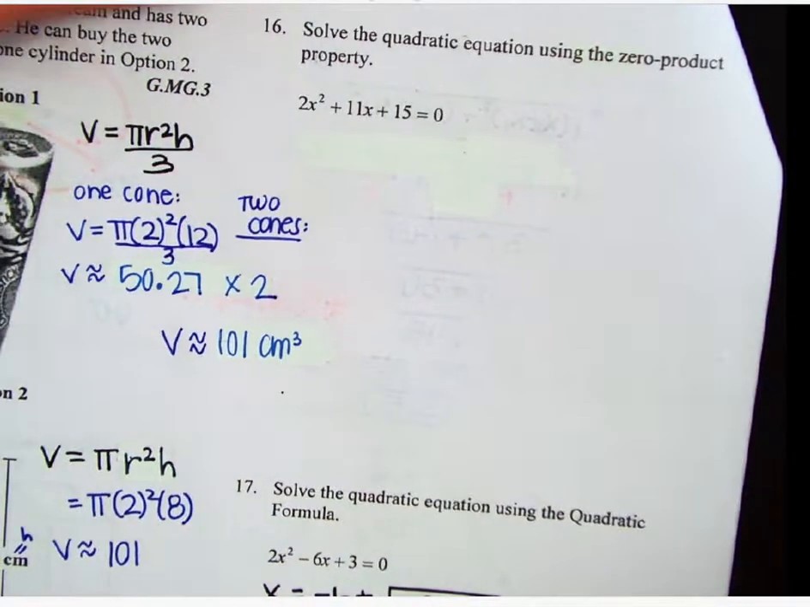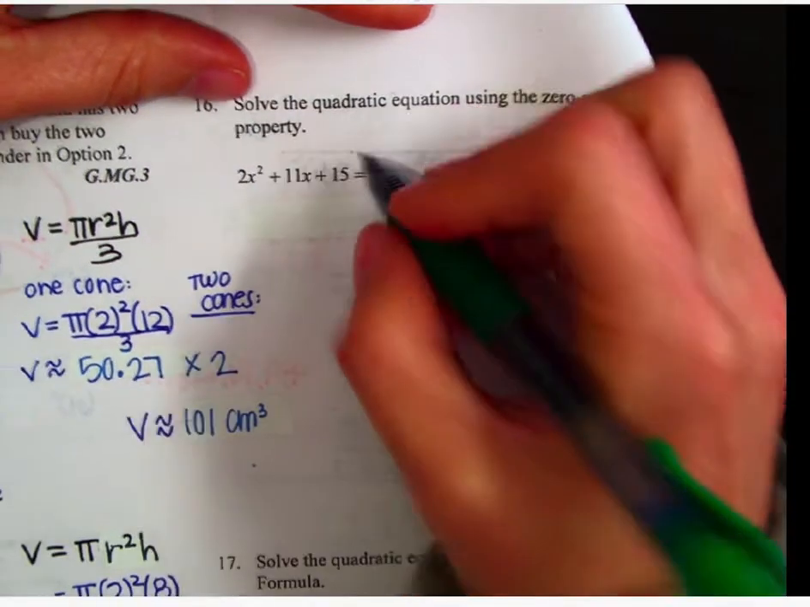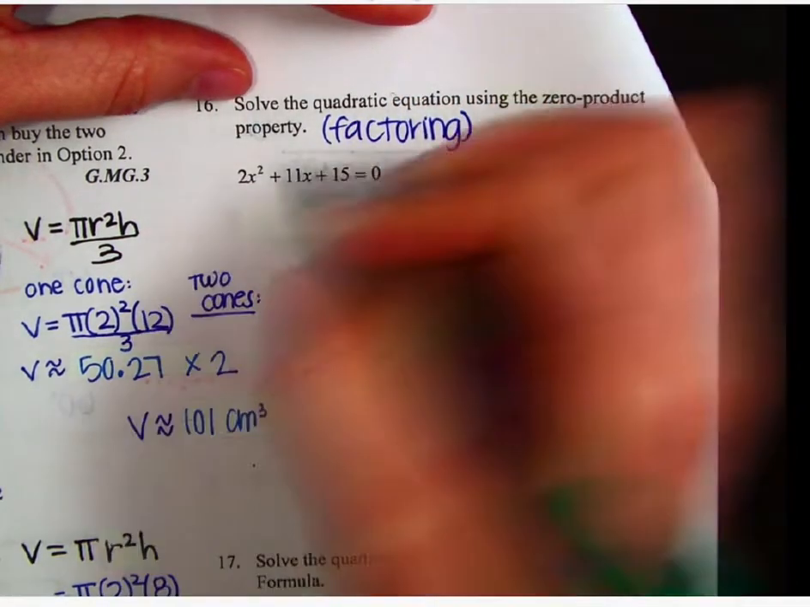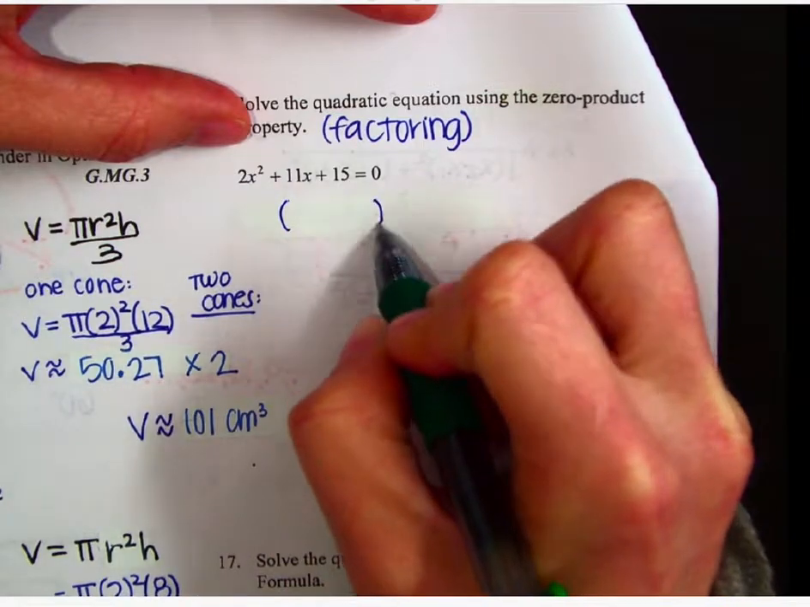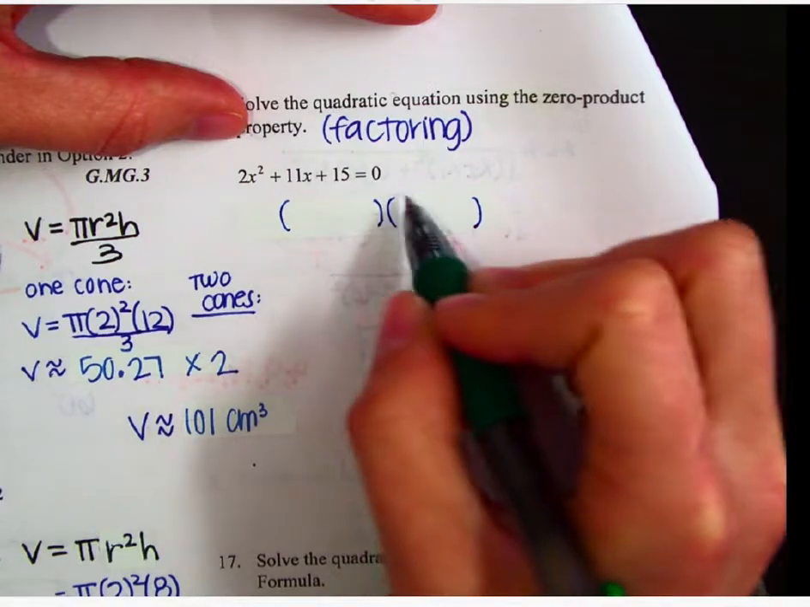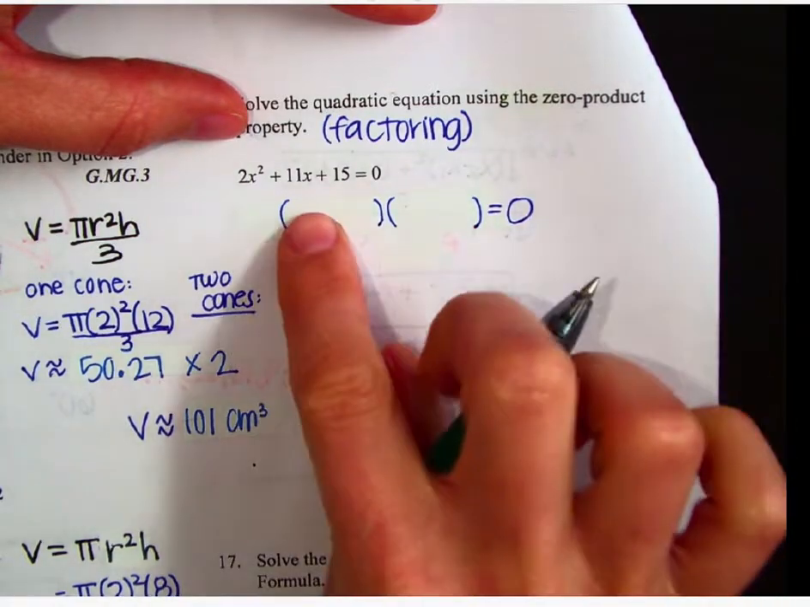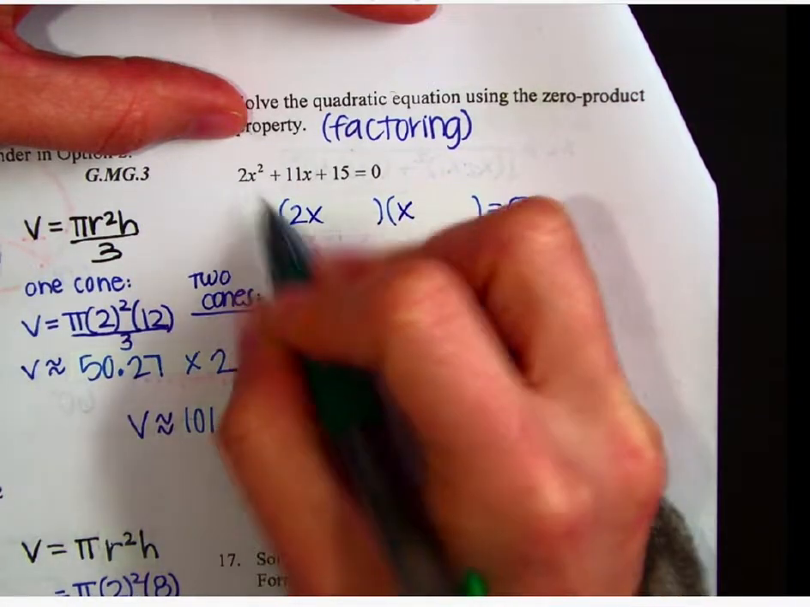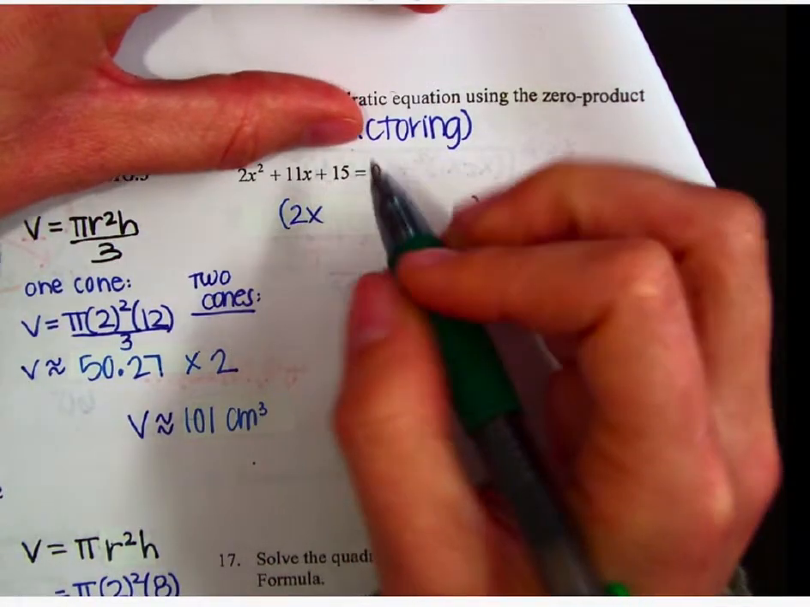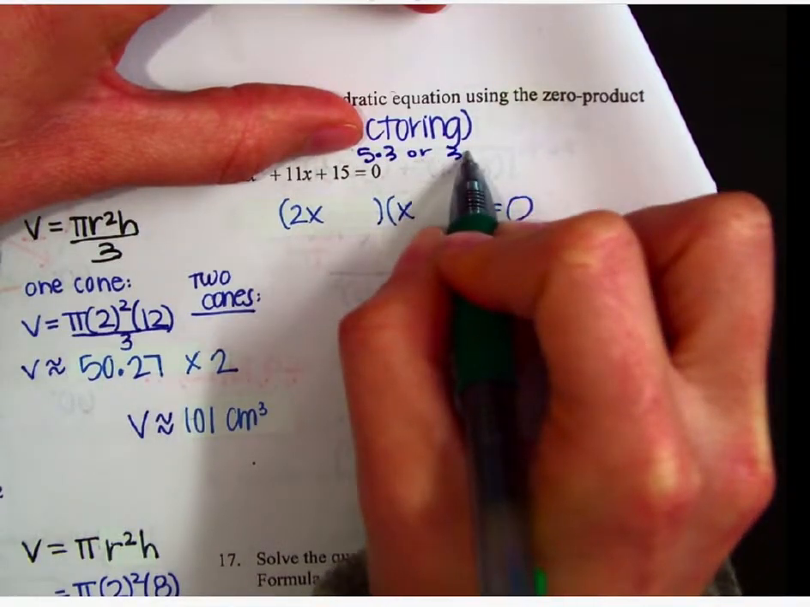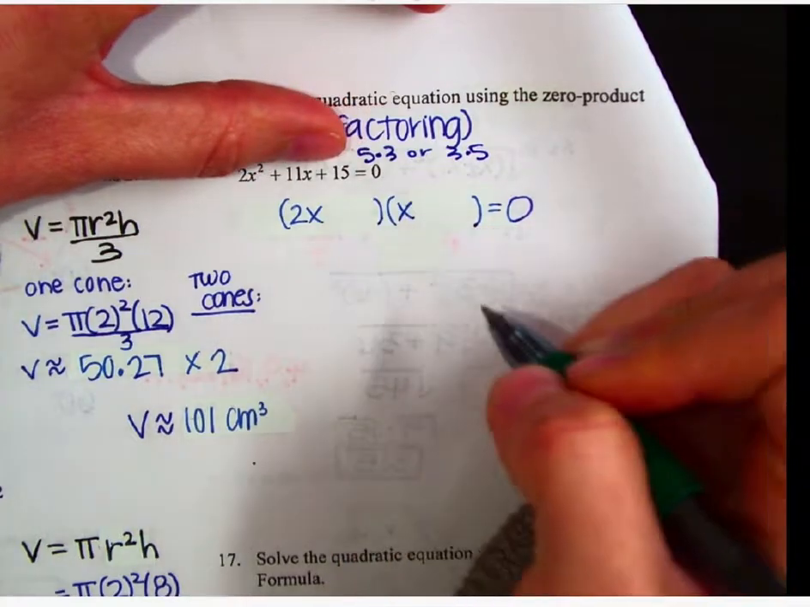Okay, number 16, we're going to solve the equation using the zero product property. That means the factoring method. So we are going to factor this trinomial, opening up two sets of parentheses. Once we factor our parentheses, factor the equation, we set each of our factors equal to 0. So we know 2x times x is 2x squared. And then numbers that multiply to give us 15 could be 5 times 3 or 3 times 5, 15 times 1 or 1 times 15.